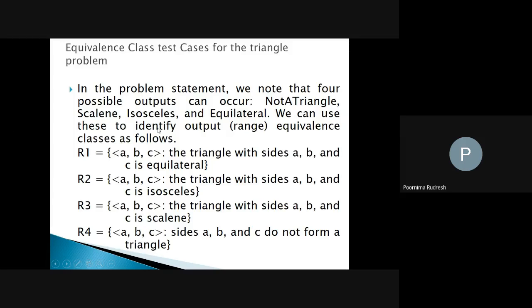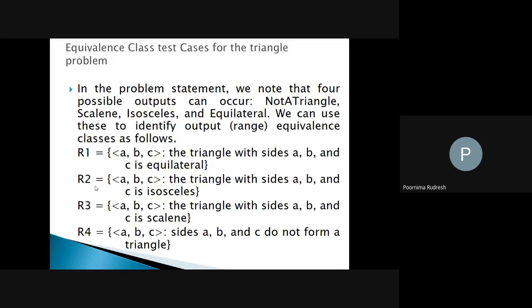Okay, so first we'll see the problem statement for the triangle problem. In the problem statement, we know that 4 possible outputs can occur. One is not a triangle, and the other 3 are the types of the triangle, that is the equilateral, isosceles, or the scalene triangle. And we can use these to identify the output or the range equivalence classes. So we are considering all 4 possible cases. First one is R1. If A, B, C are equal, then we say that it is an equilateral triangle. And the second case is R2. Here we are considering the isosceles triangle.